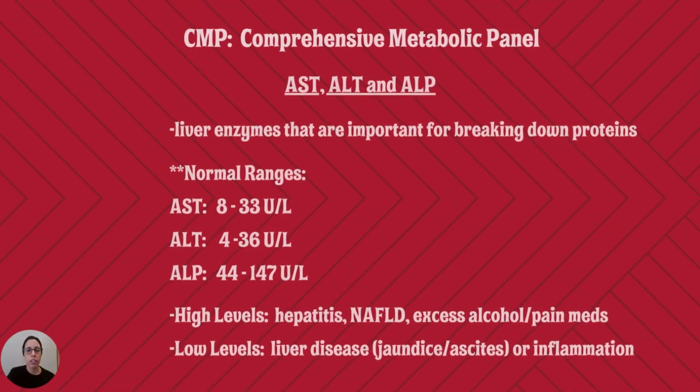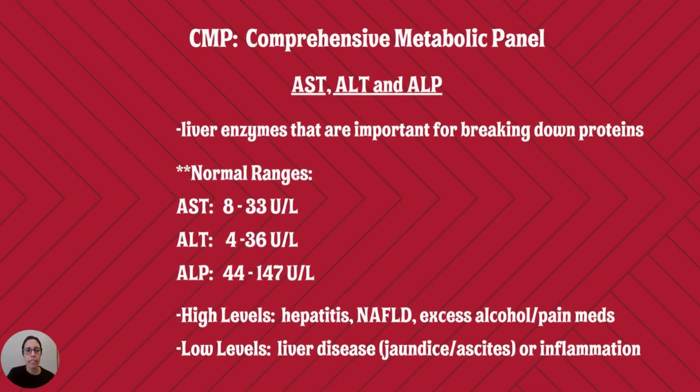All right, so the last three values as part of our comprehensive metabolic panel are AST, ALT, and ALP. These are three different liver enzymes that are important for breaking down proteins. You'll see the normal values listed there on your screen for each. So high levels of any of these liver enzymes are likely indicative of liver diseases like hepatitis, non-alcoholic fatty liver disease, excess alcohol intake, or excess intake of generic pain medications like Tylenol or ibuprofen. And low levels of these liver enzymes are indicative of liver disease, things like jaundice and ascites, or any kind of inflammation.